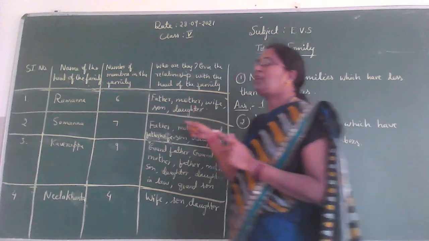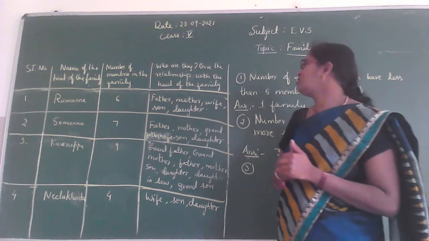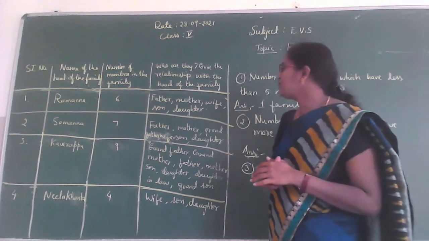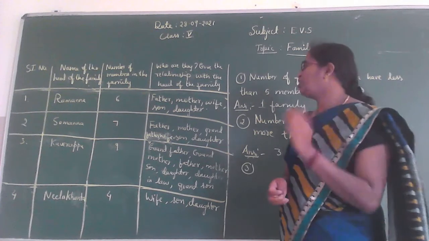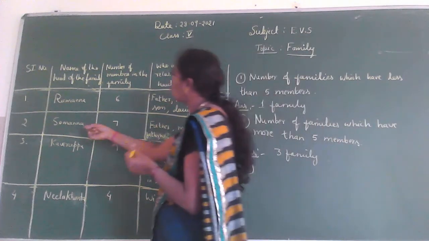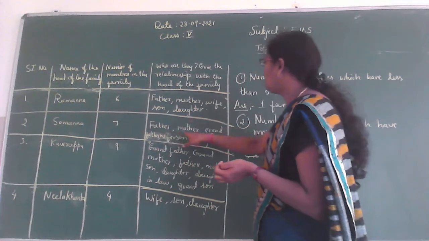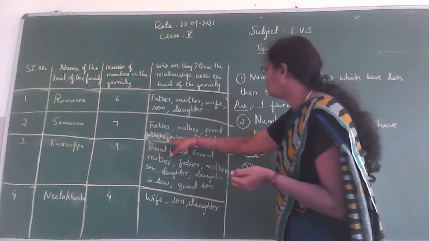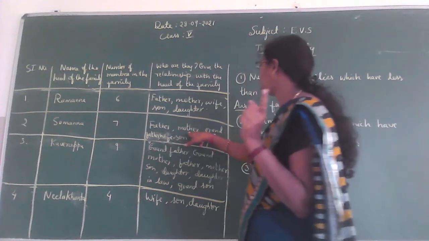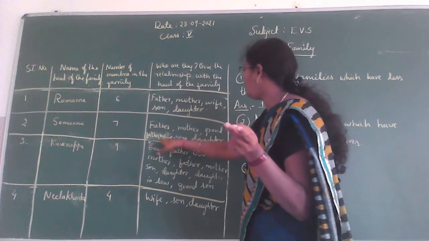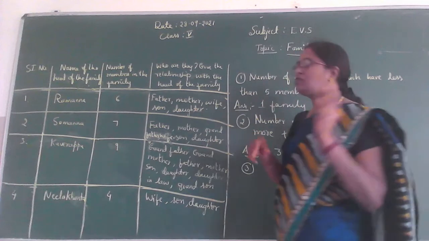So how many generations are there? It has 3 generations. So it is not the answer to my question, is it? I am asking for the number of families which have only 2 generations. Let us come to the second family, that is Somana's family. See here, Somana, his father, mother and then grandfather. Grandfather is the first generation, then father and mother are the second generation, Somana and his wife are the third generation, and Somana's son and daughter are the fourth generation.